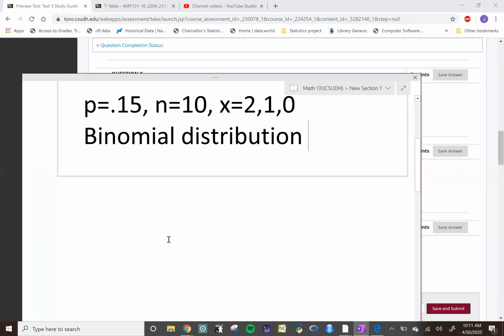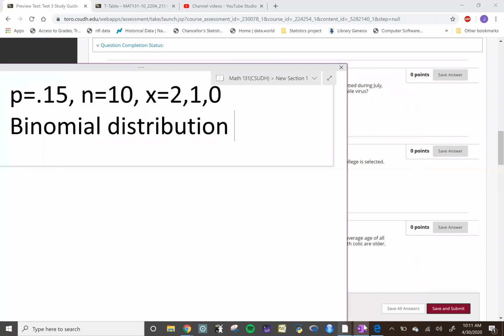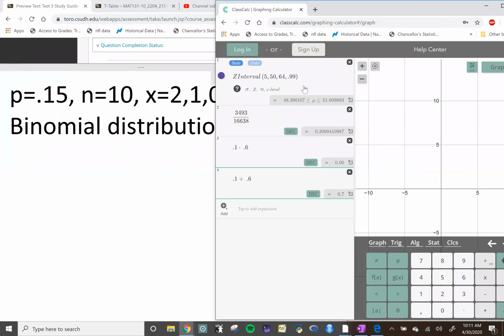Okay, so I'm gonna show you how to do this with ClassCalc. I'll also show you how to do it with the TI-83 for the people who are using the TI-83. So let me go over ClassCalc.